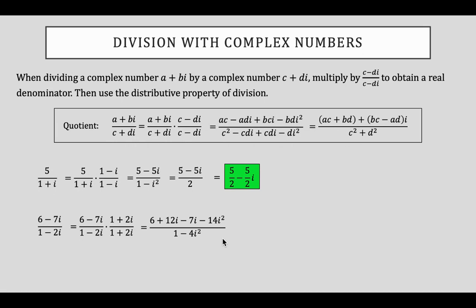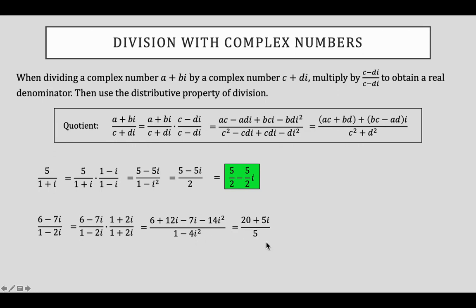Now we can begin to simplify. All right, I've got a 12i minus a 7i. That gives me 5i. I've got a minus 14i squared. i squared is negative 1, so this minus 14 times negative 1 becomes a plus 14. 6 plus 14 is 20, so I have 20 plus 5i on the top. Minus 4i squared in the bottom. This becomes a plus 4, which gives me 5 in my denominator.